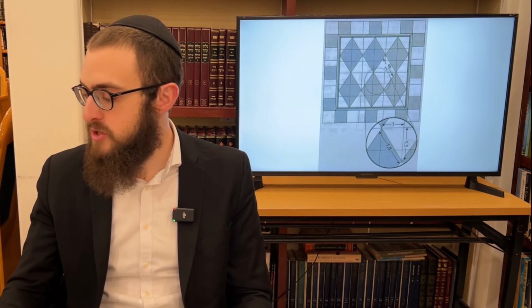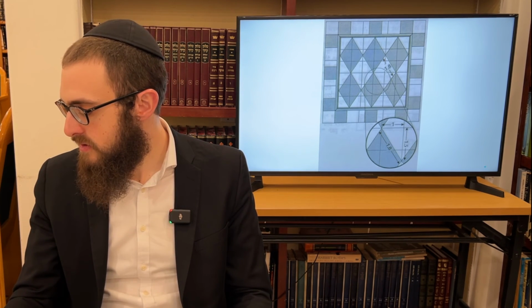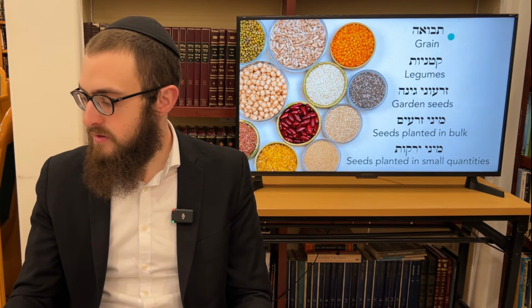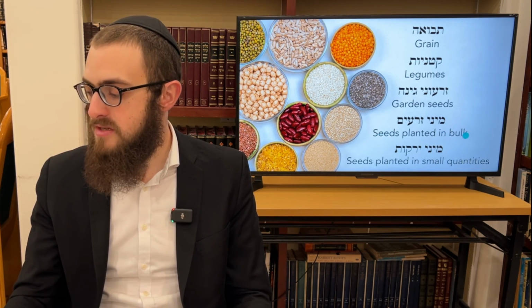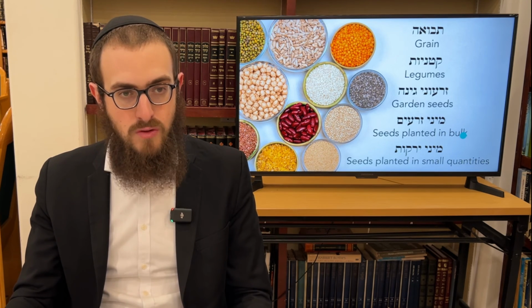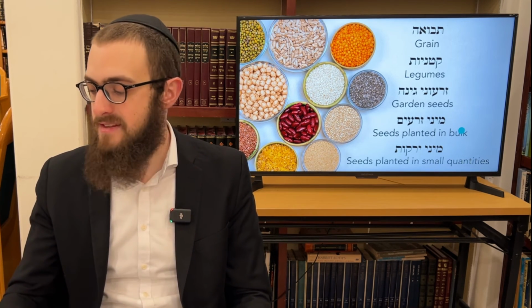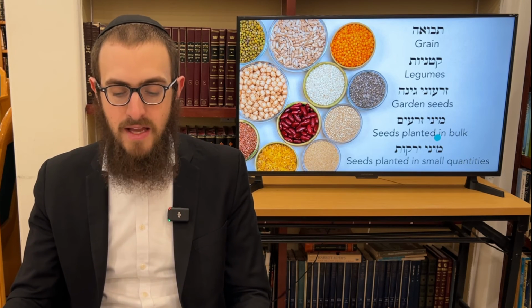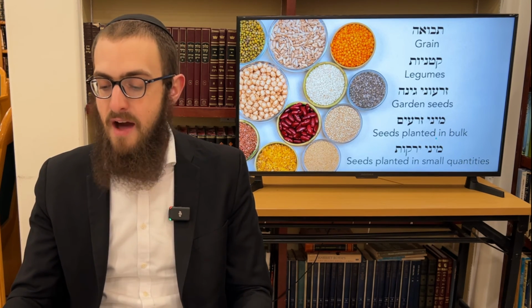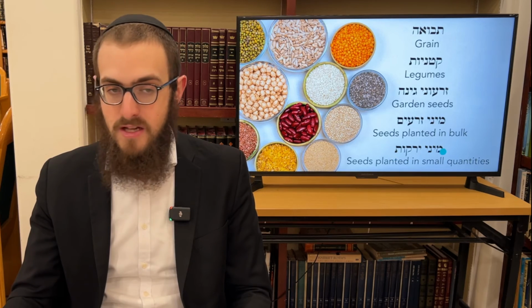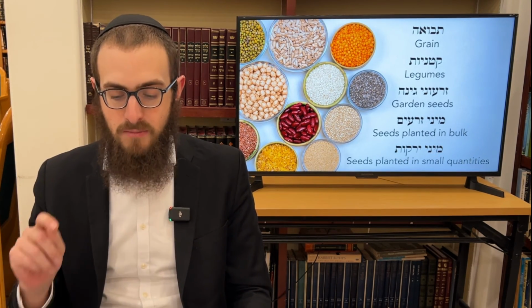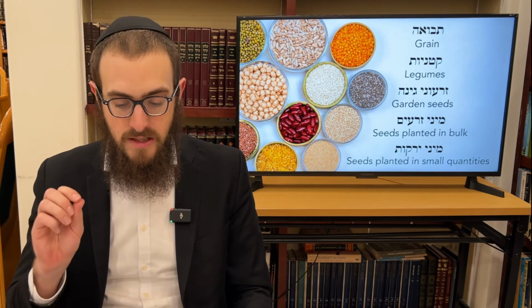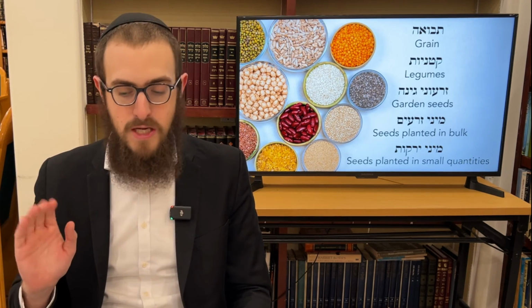This is only allowed for types of vegetables. But mine Zrayim, remember this chart here? This is the 5 types of species. You have the grain, legumes, garden seeds. Mine Zrayim is the seeds that you plant in bulk. That's what the Rambam is referring to here. Mine Zrayim cannot be planted in this configuration, Kilayim, because they seem like they're mixed together. But mine Yirakis, this category, the seeds planted in small quantities, that's what we're talking about. Since most people only plant from them very little, it's permitted as we explained.